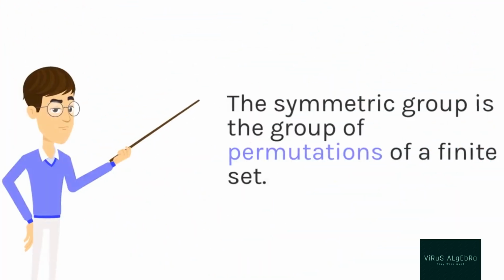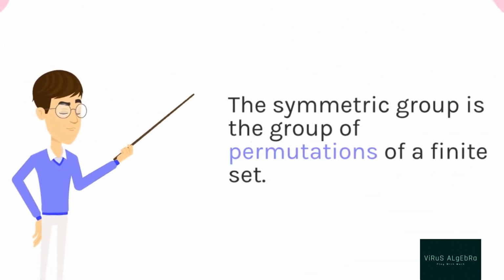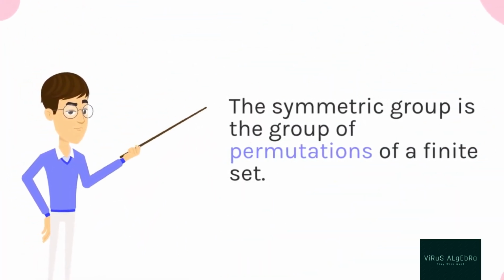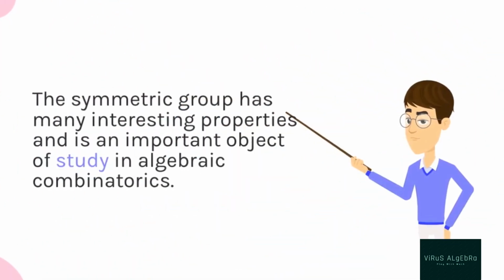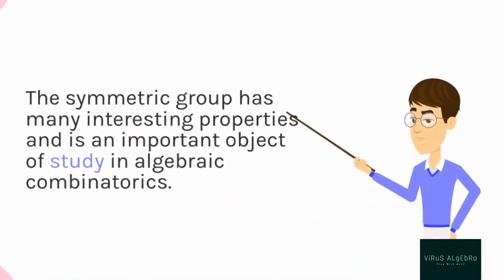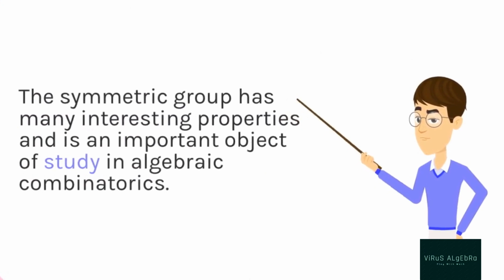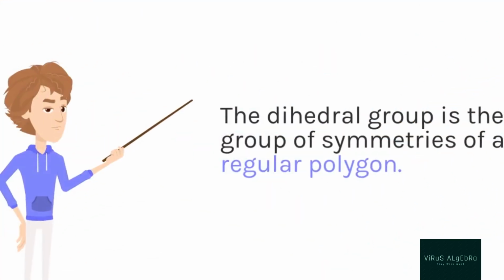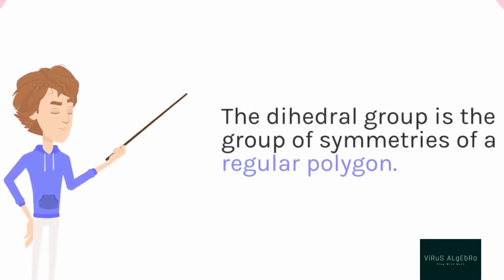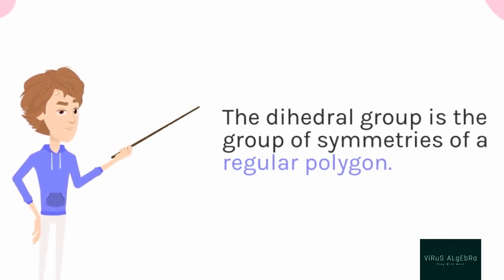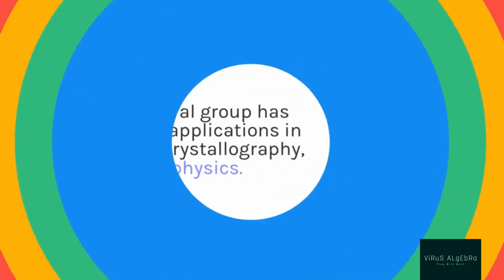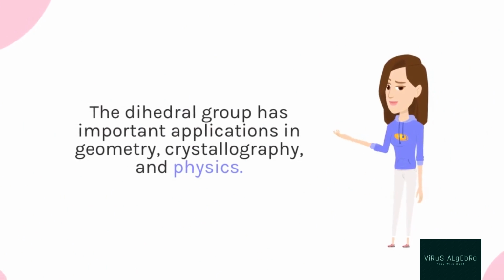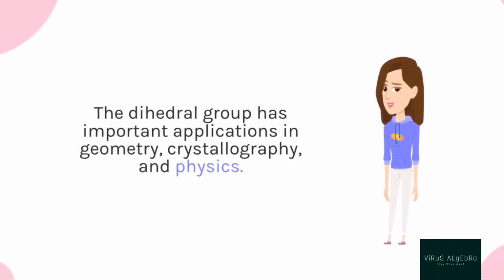The symmetric group is the group of permutations of a finite set. The symmetric group has many interesting properties and is an important object of study in algebraic combinatorics. The dihedral group is the group of symmetries of a regular polygon. The dihedral group has important applications in geometry, crystallography, and physics.